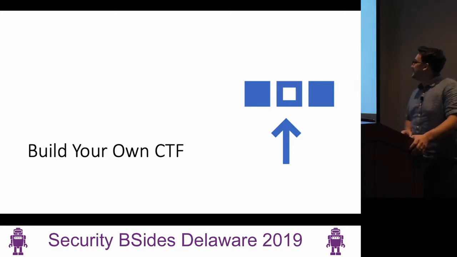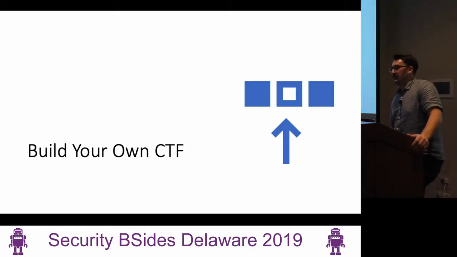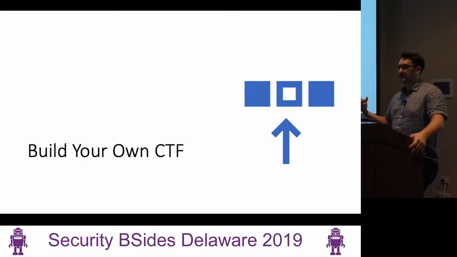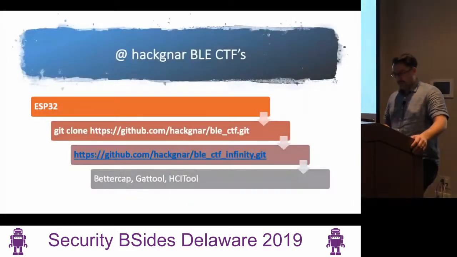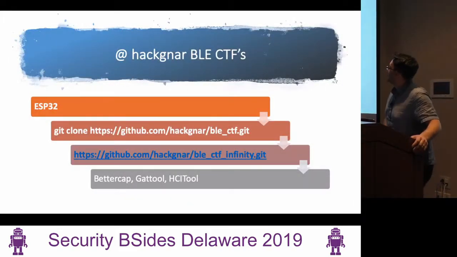So, build your own CTF. We went over all the tools. Maybe you don't have a BLE device. The ESP32 is as cheap as $12 if you go to WishKey or these other micro electronic sites, so it's not an expensive piece of hardware to get your hands on. You can flash it with the firmware, and then you have a nice capture the flag for yourself.